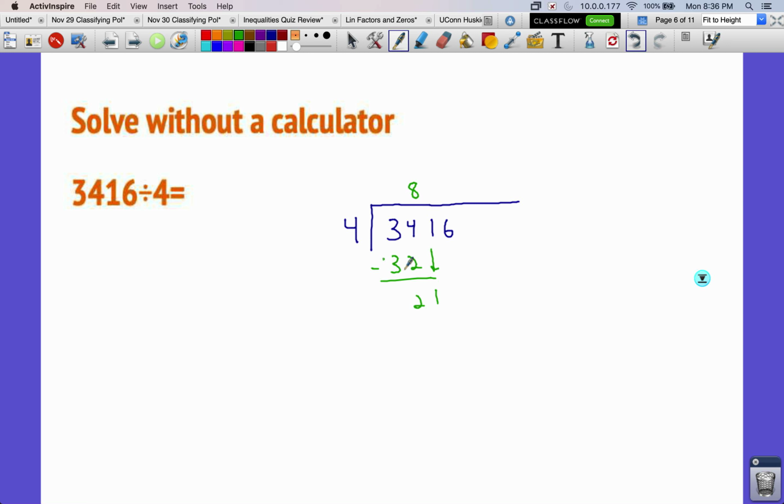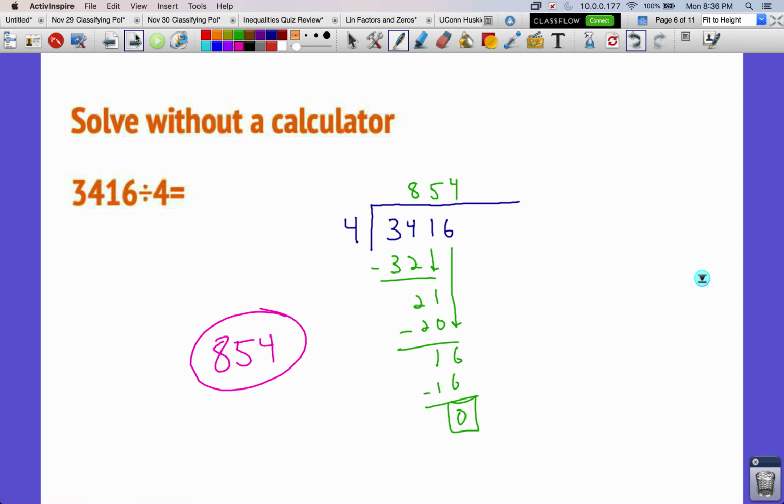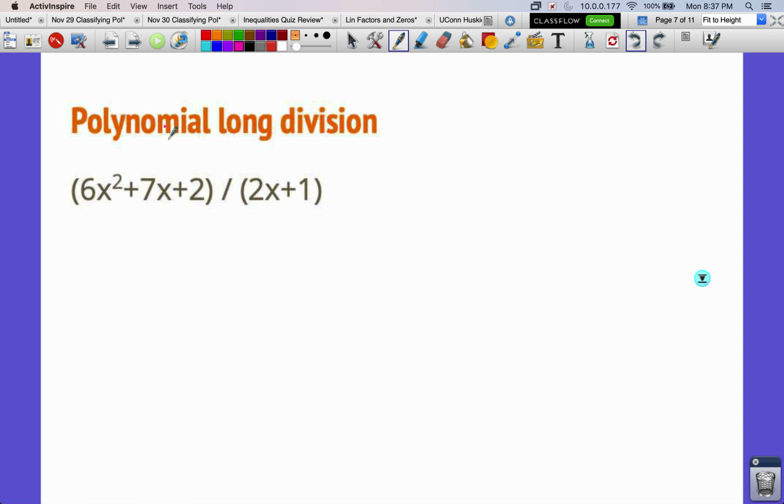We drop down just the 1. How many times can 4 fit into 21? 5 times. With 1 left over, we drop down the 6. 4 can fit into 16 4 times. We have 0 remainder, and the result was 854. All right, now we're going to do it with polynomials. So same setup. The numerator goes underneath the long division symbol. The denominator goes down here.